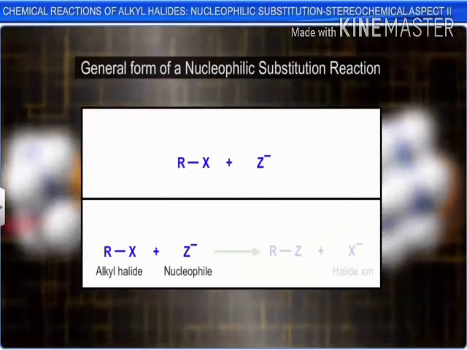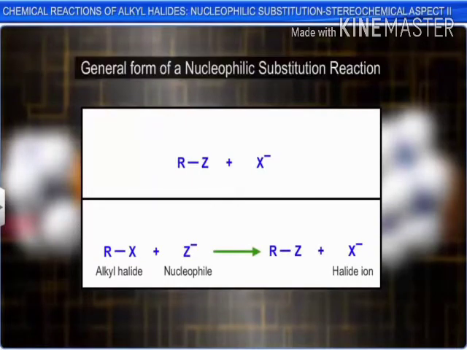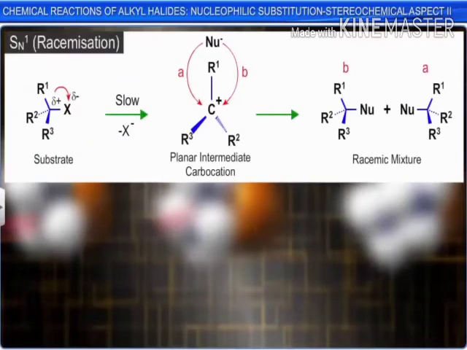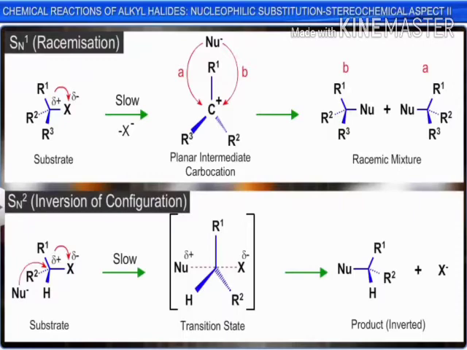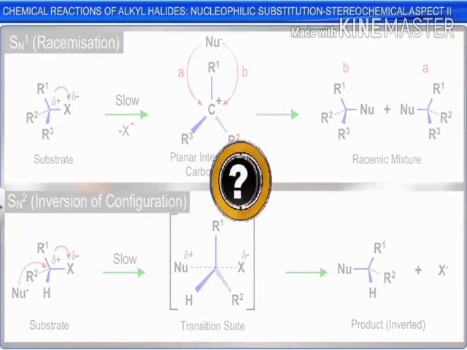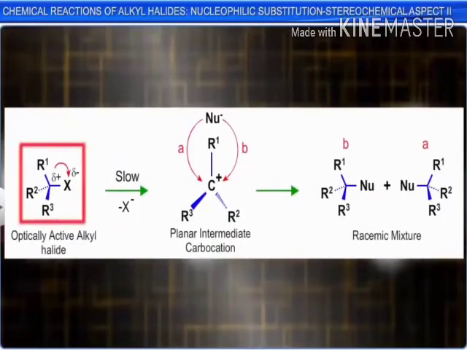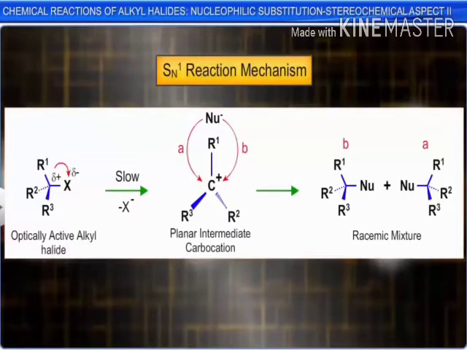You are already familiar with the reaction mechanism of nucleophilic substitution reactions of alkyl halides. An SN1 reaction is accompanied by racemization, while an SN2 reaction proceeds with inversion of configuration. Can you think why? We can illustrate the stereochemical aspects by taking the example of an optically active alkyl halide as a substrate. In this process, if the reaction conditions are favorable for first-order kinetics, then it follows the mechanism of an SN1 reaction.